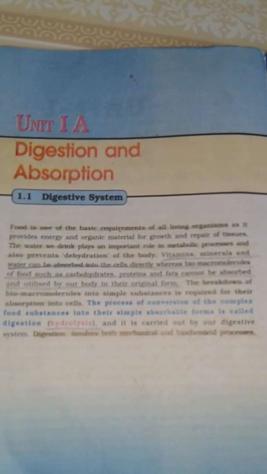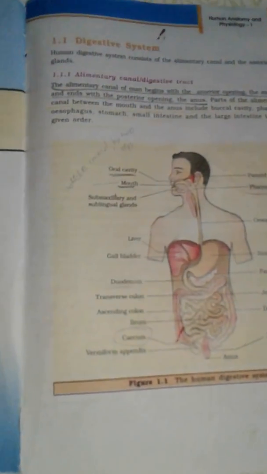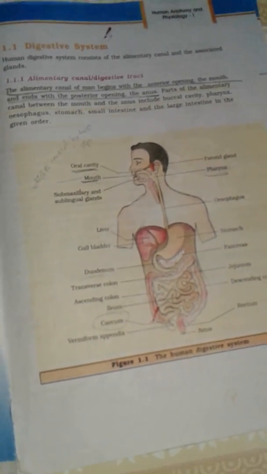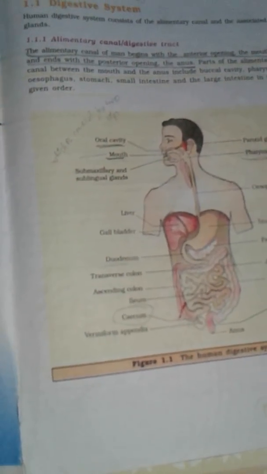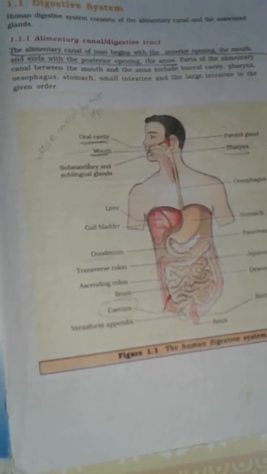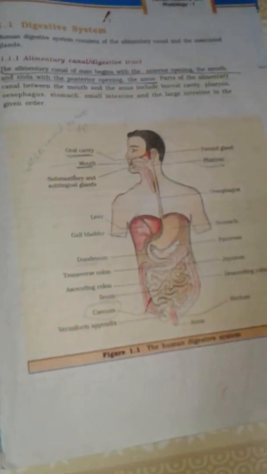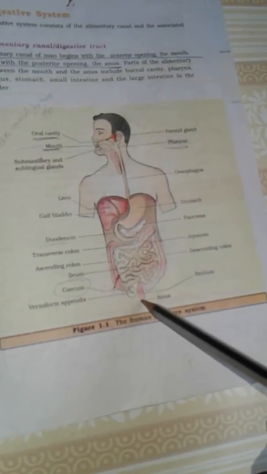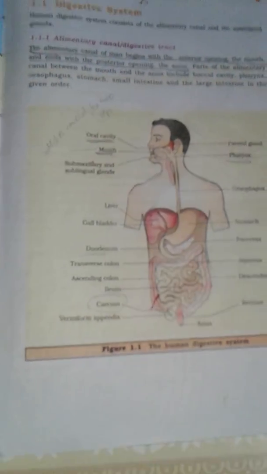Now we have a complete view about hydrolysis and digestion. Now let us start with what the system is and what process is going on in the digestive system. Before that, we need to know the major and minor parts in the digestive system. The digestive system of a man begins with the anterior opening, which is called the mouth, and the posterior opening, which is called the anus. This digestive system starts with the mouth and ends with the anus.